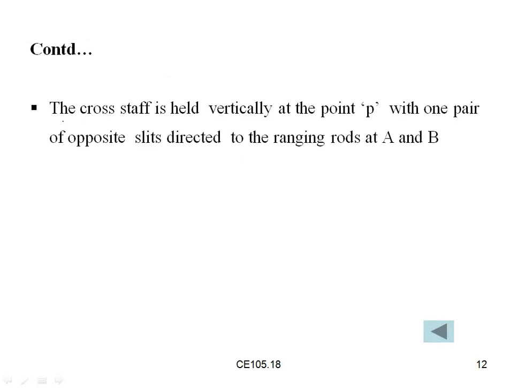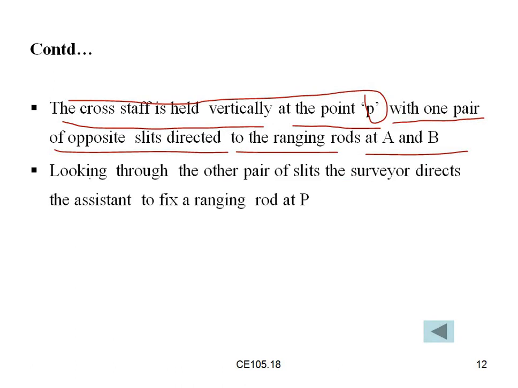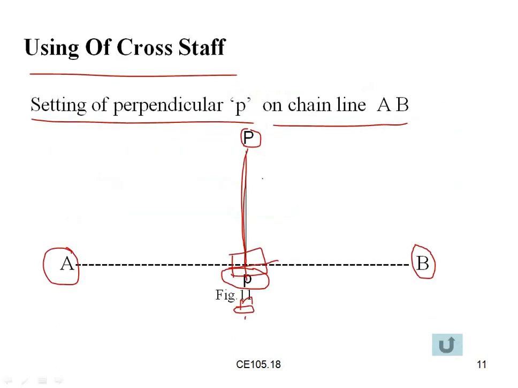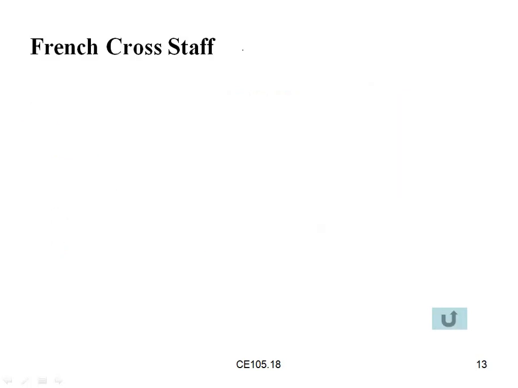The next step: the cross staff is held vertically at point P with one pair of opposite slits directed to the ranging rods at A and B. Looking through the other pair of slits, the surveyor directs the assistant to fix a ranging rod at P. This is the ranging rod we fix at point P. Thus the perpendicular is set out on AB at P. This is the use of the cross staff.